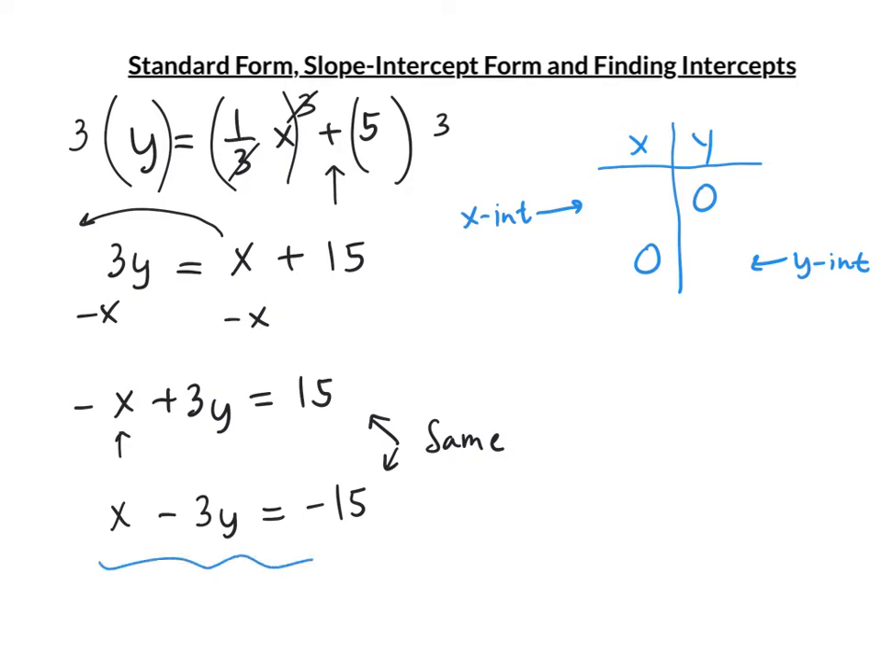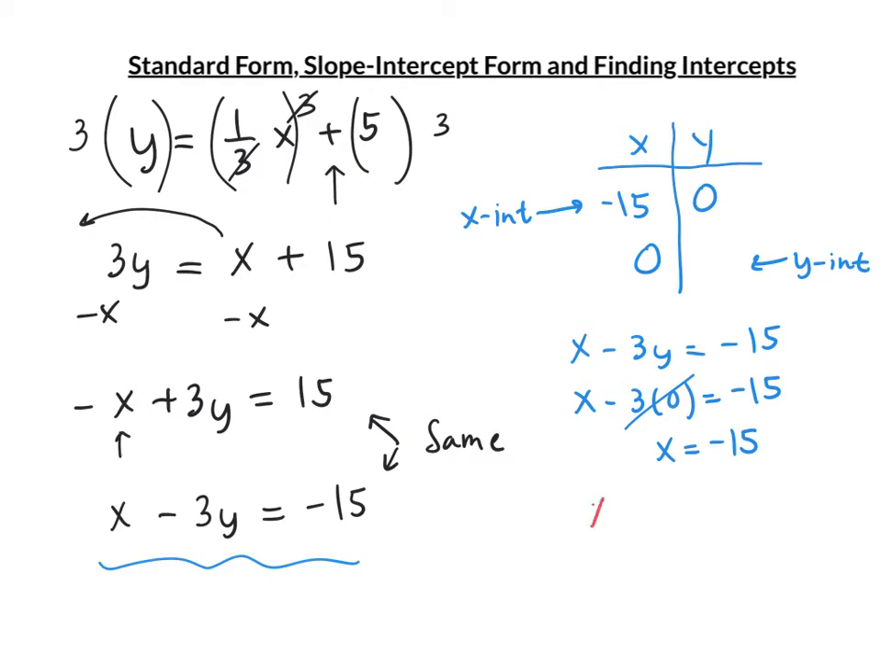Now take a look at this equation. X minus 3y equals -15. And notice what happens if you plug in y as 0. X minus 3 times 0 equals -15. This just drops out because anything times 0 is 0. And I see that x is -15. So the x-intercept is -15, 0.